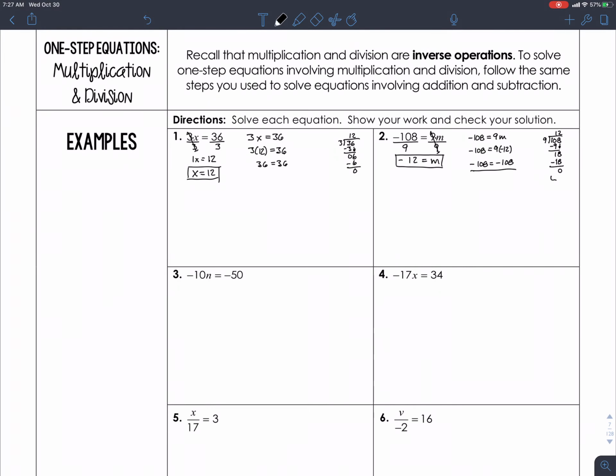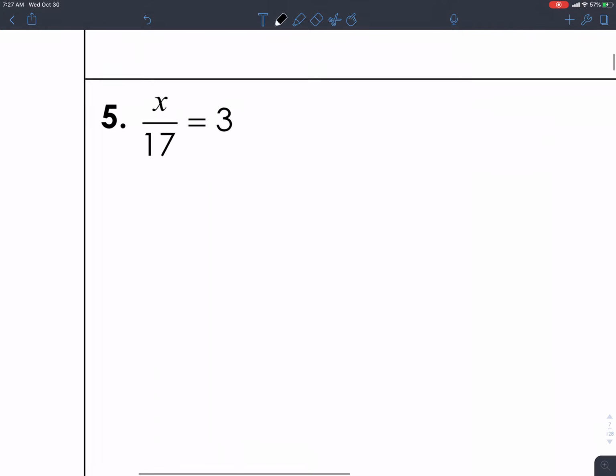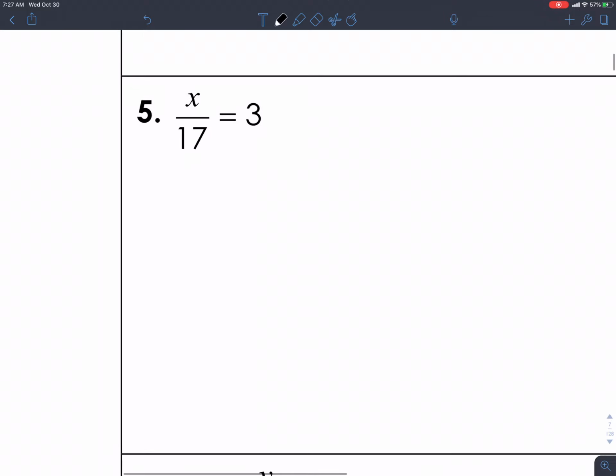Let's do a division one. This is a division problem. Okay? X divided by 17 equals 3. Now what you might want to do is rewrite it so you have a little bit more room to do these. And I would suggest you go ahead and rewrite these so you have more room, because we're going to need a little bit more room to do this stuff.